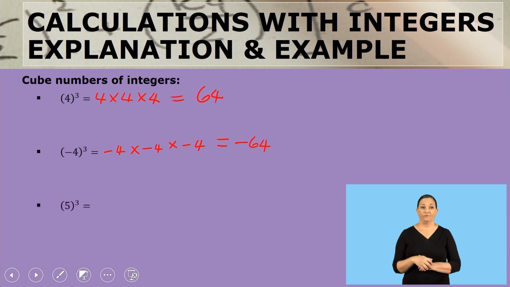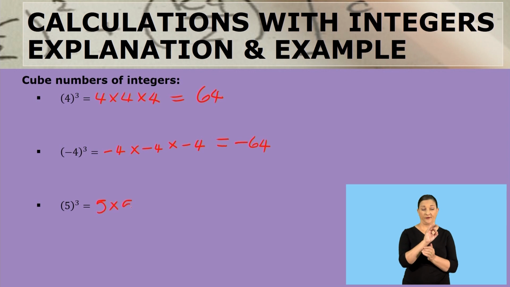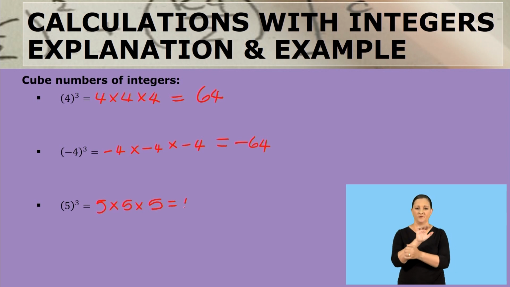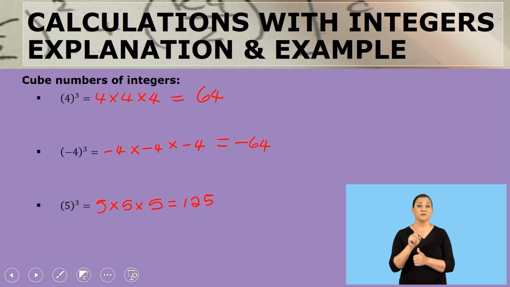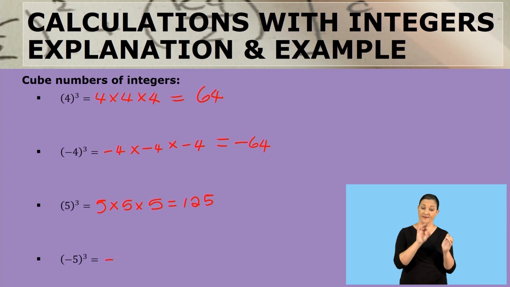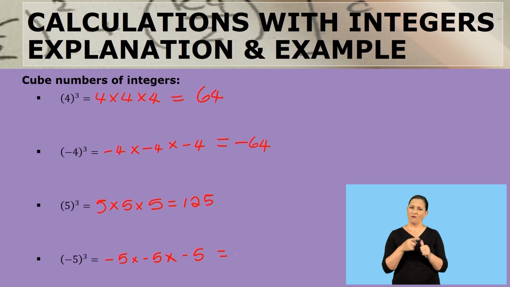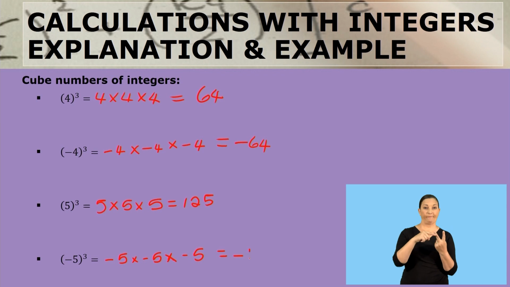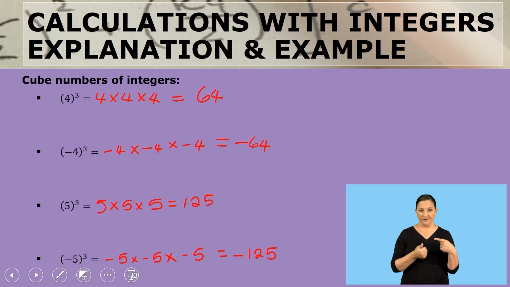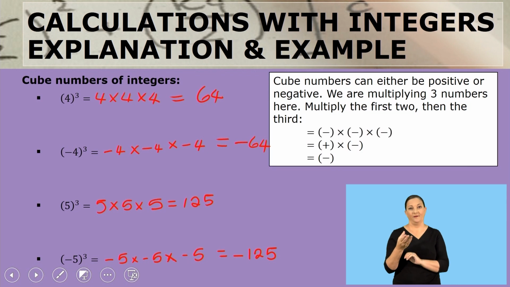If I have 5 cubed, that is 5 multiplied by 5 multiplied by 5. And the answer there is 125. If I have a negative 5 that is cubed, that is a negative 5 multiplied by a negative 5 multiplied by a negative 5. So why does the answer become negative here? It is because we multiplied 2 negative numbers first. And do you remember that 2 negative numbers give us a positive answer? And from that positive answer, when we multiply by a negative number, that gives us a negative.